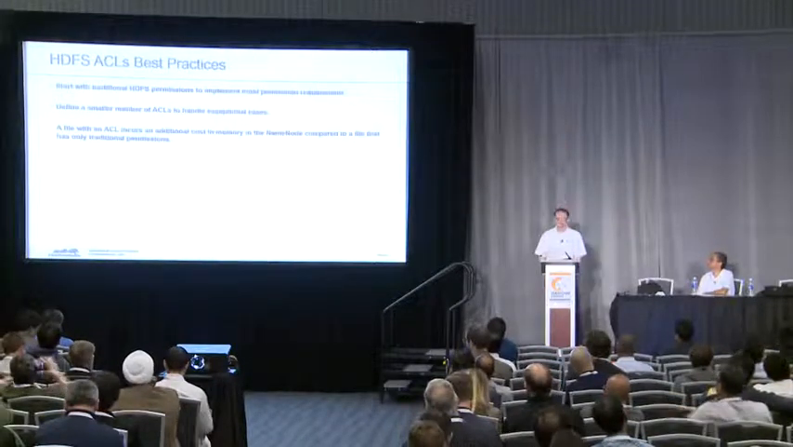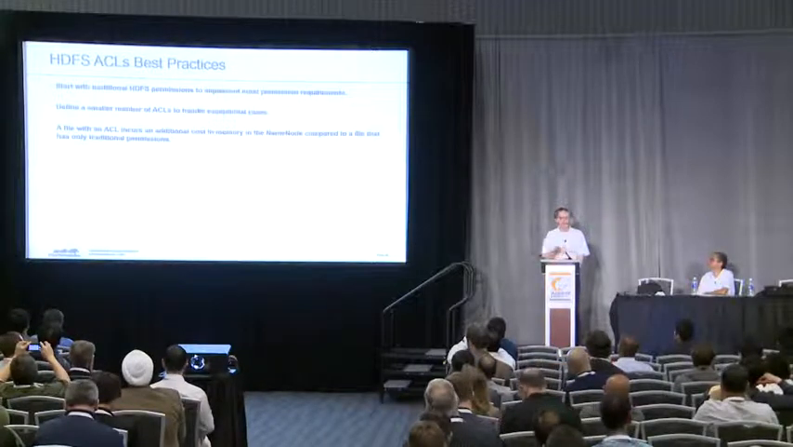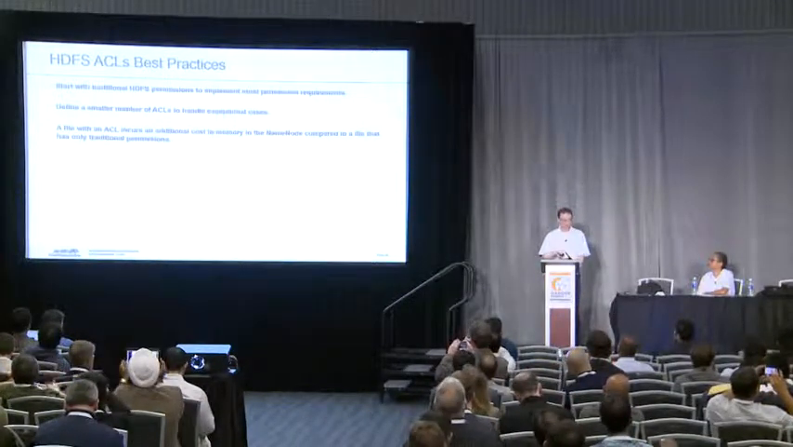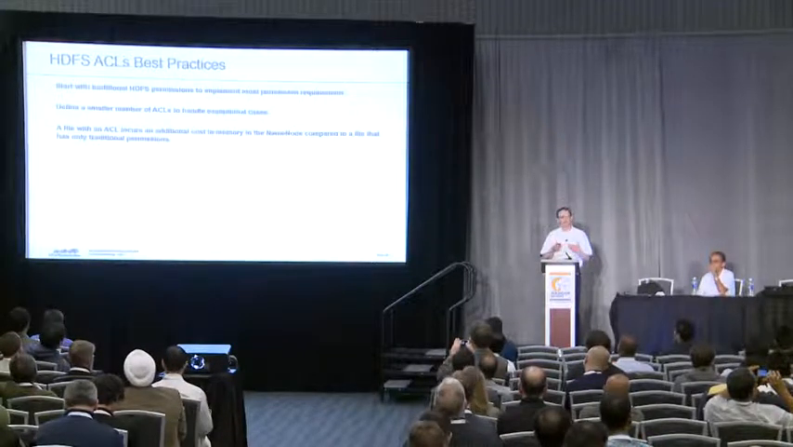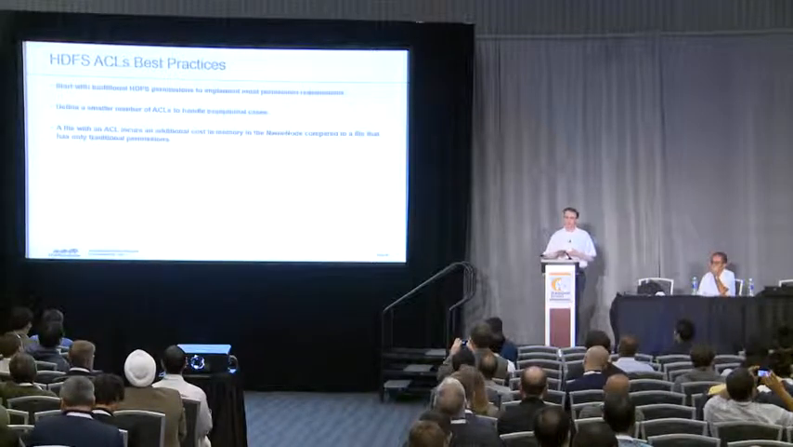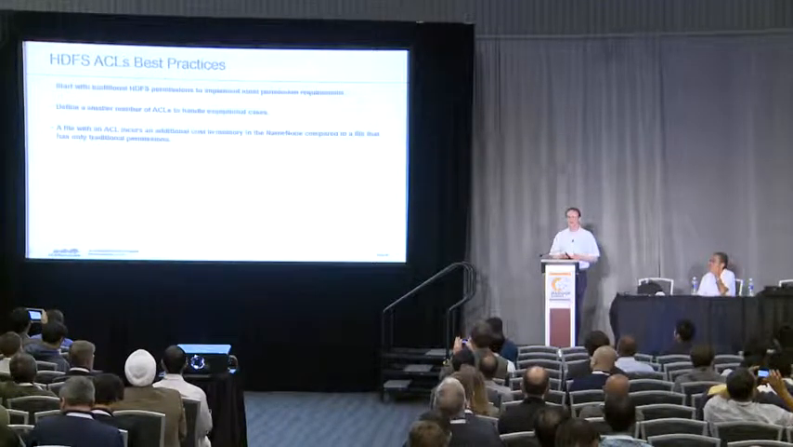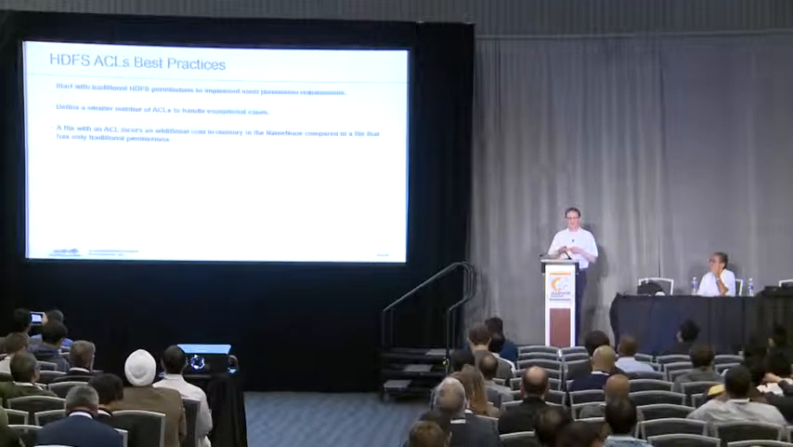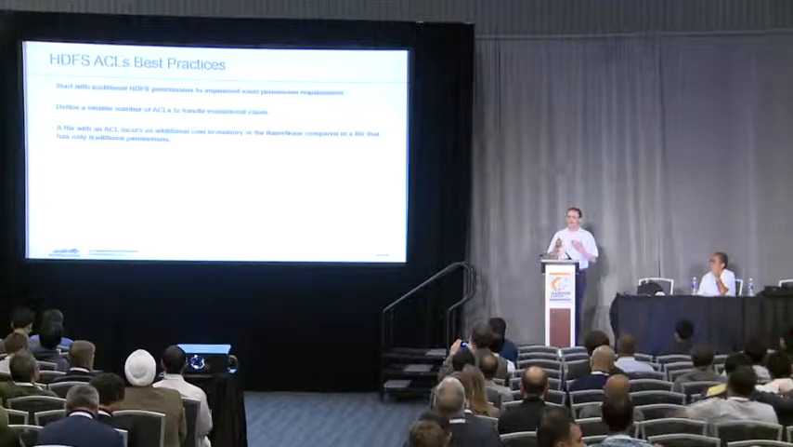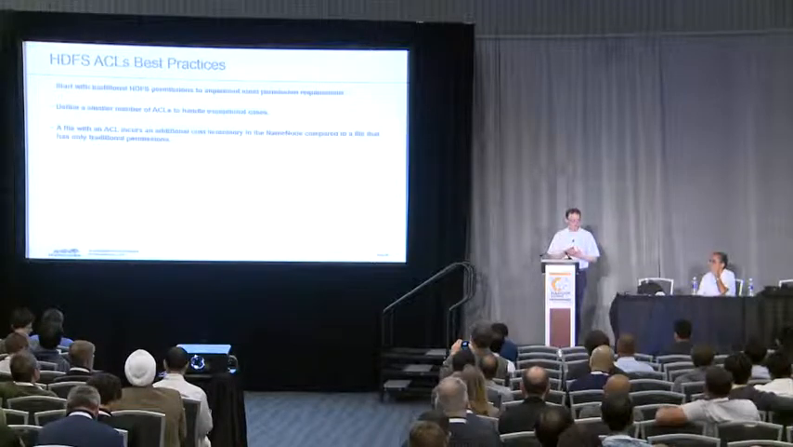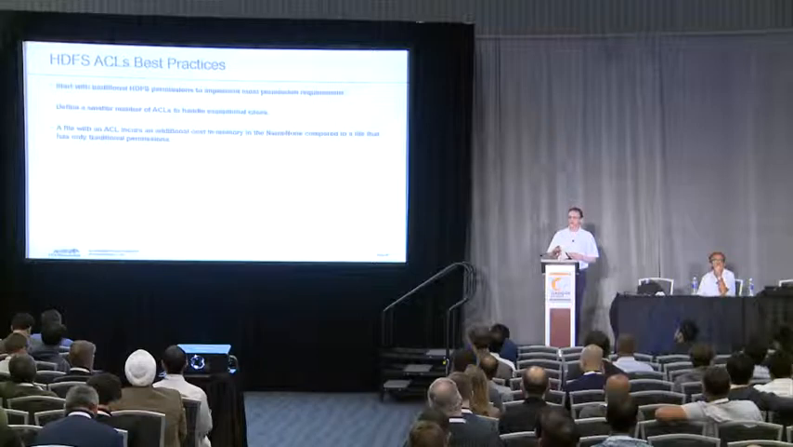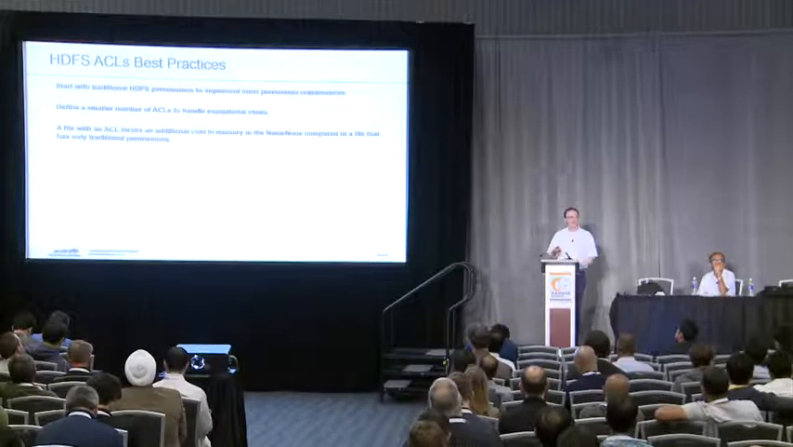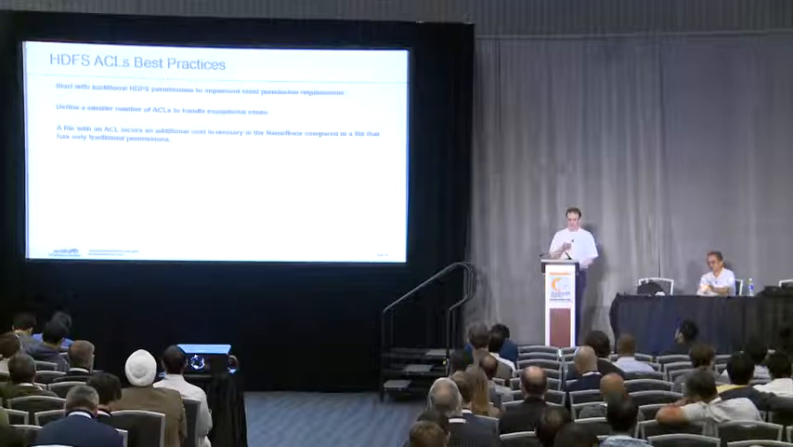For best practices, we still recommend that you start by defining your authorization requirements using the traditional permissions model, then add onto that a smaller number of ACLs to deal with special cases. There are two reasons for this. One of them I forgot to include in the slide. The first reason is it's just simpler that way. There's less to understand if you're sticking to traditional file permission models. The second reason is that there is a cost associated with ACLs. There is some additional memory utilization required in the name node for that.